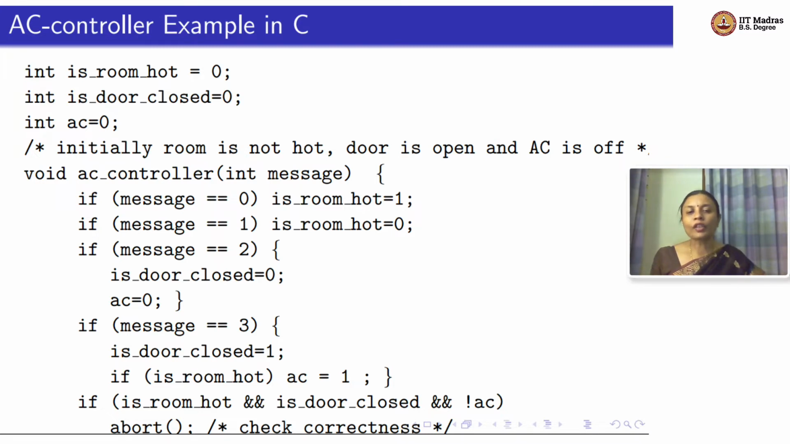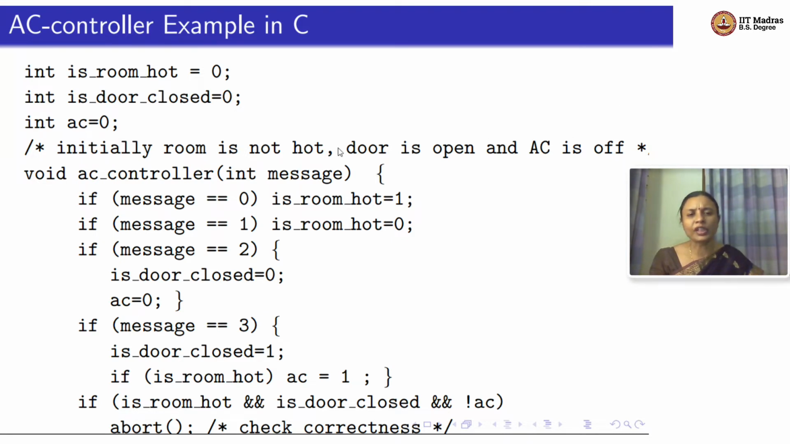And finally, if the room is hot and the door is closed and AC is not on, then you abort, which means there's an error. So this is a small program. We would like to explore all possible execution paths of this program automatically by using the Dart algorithm.